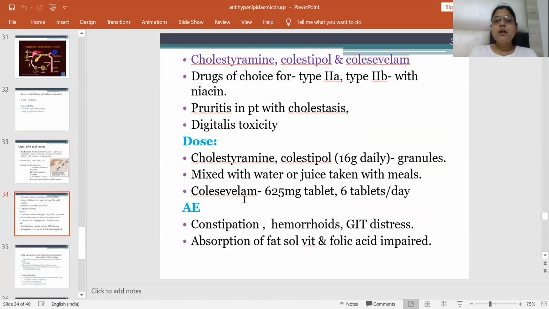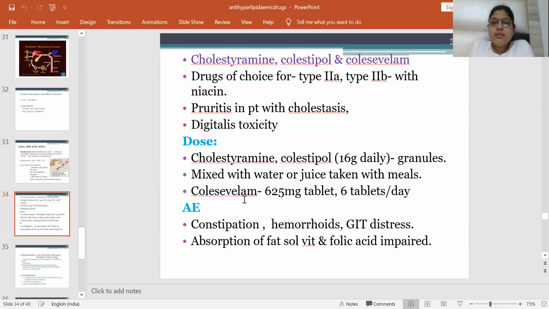These are the drugs used in hypertriglyceridemia with niacin, pruritus in patients with cholestasis, and digitalis toxicity. These are the drugs of choice for pruritus in patients with cholestasis and digitalis toxicity. Cholestyramine and colestipol have a very unpalatable taste. Its taste is not good. So they are taken with water or juice, taken with meals.